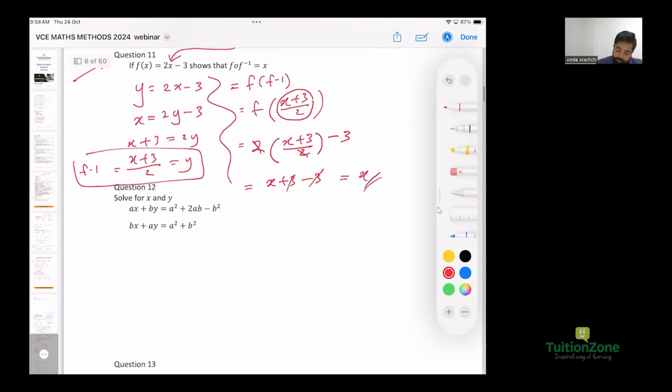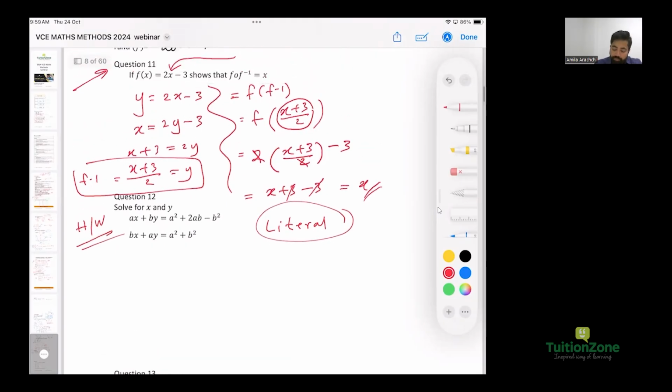This question, I'm not going to do it. That's just the simultaneous equations. But you can see that's more towards the literal equations. So literal means the symbolic form. Bit more steps involved, but once you revise the simultaneous, you can try the same method. That's for homework. Are we all good? Shall we move on? First part is covered, more towards the functions.